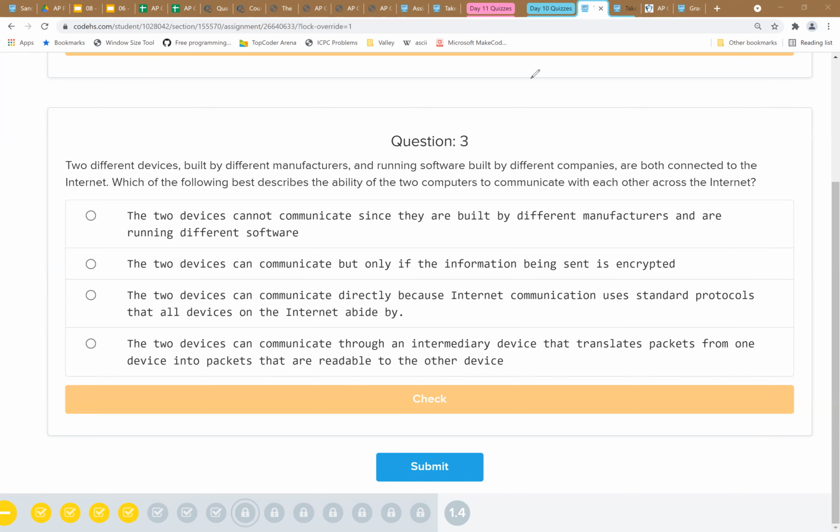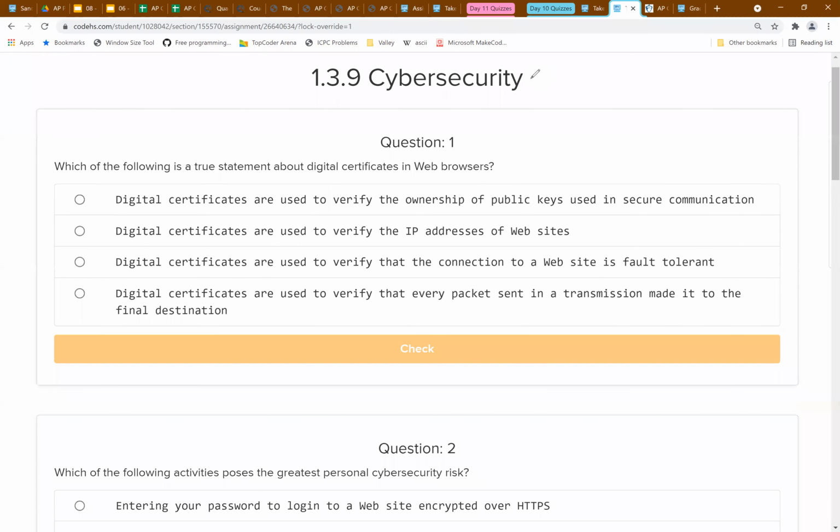All right, let's look at our cybersecurity questions. Which of the following is a true statement about digital certificates in web browsers? Digital certificates are used to verify the ownership of public keys used in secure communication. Digital certificates are used to verify the IP addresses of websites. They're used to verify that the connection to a website is fault tolerant, or they're used to verify that every packet sent in a transmission made it to the final destination.